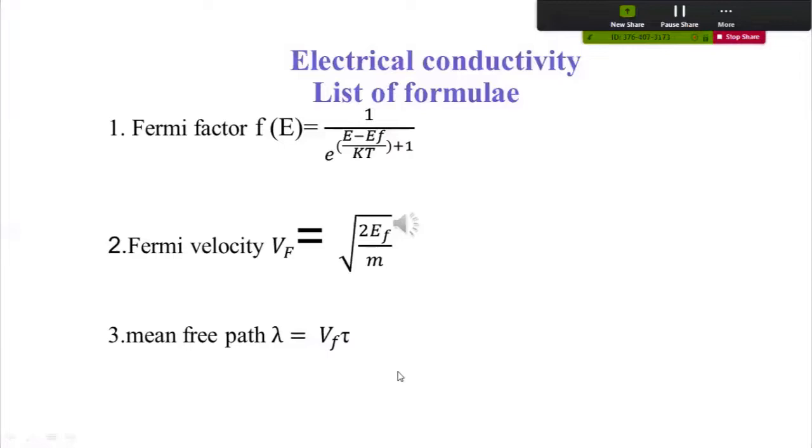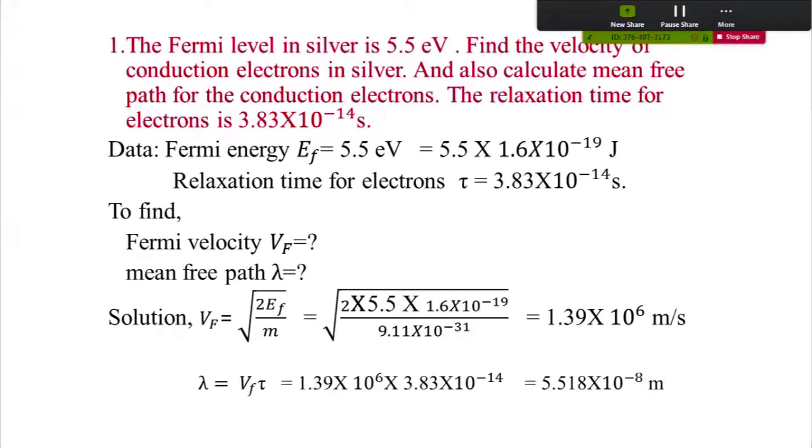The first problem is: the Fermi level in silver is 5.5 electron volt. Find the velocity of conduction electrons in silver and also calculate the mean free path for the conduction electrons. The relaxation time for electrons is 3.83 into 10 to the power minus 14 seconds.